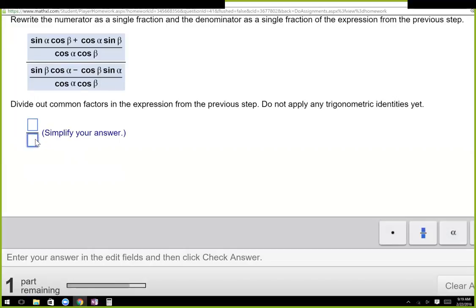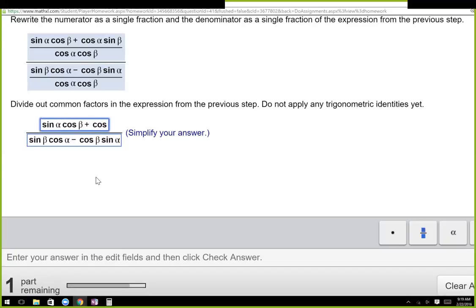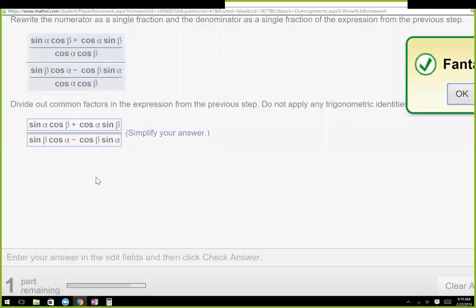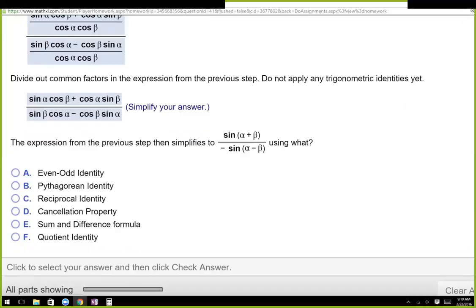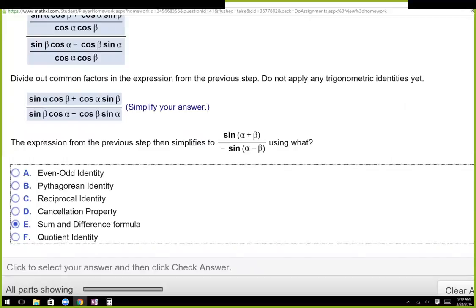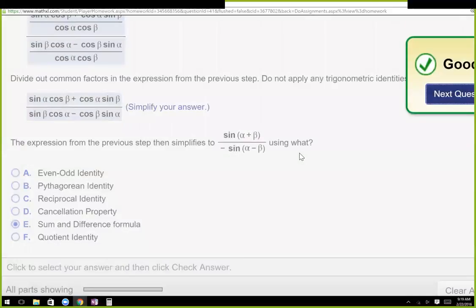So divide out the common factor. Okay, so now, boom. And this one I'll have to type again. Sine alpha cosine beta plus cosine alpha sine beta. I just wanted to skip that. And this is the sum formula for sine. Sum difference formulas for sine. Yay!